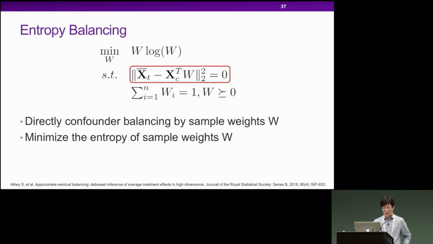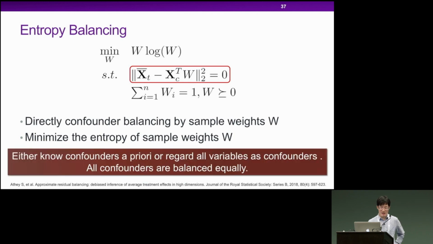But in these kinds of methods, we just assume that we either know the confounders a priori or we regard all the variables as confounders, right? And also, we balance all of the confounders equally. We think that all of them are equally important, right? But we think that actually this is not necessarily true.